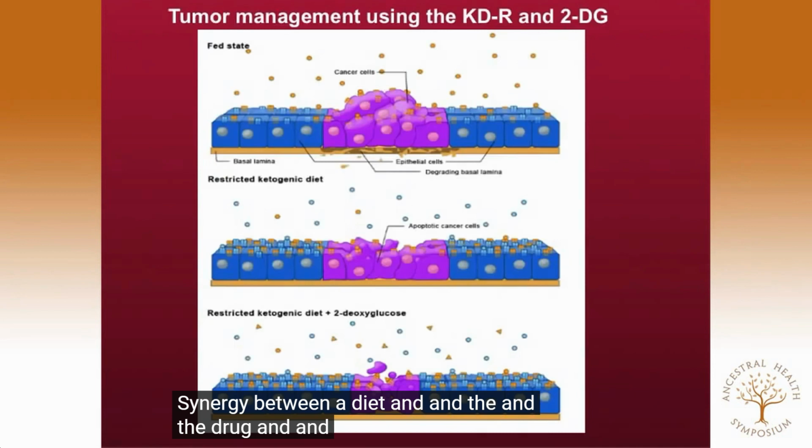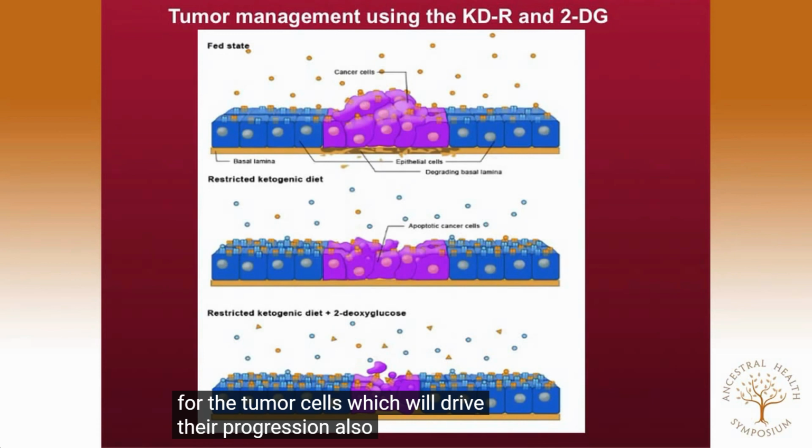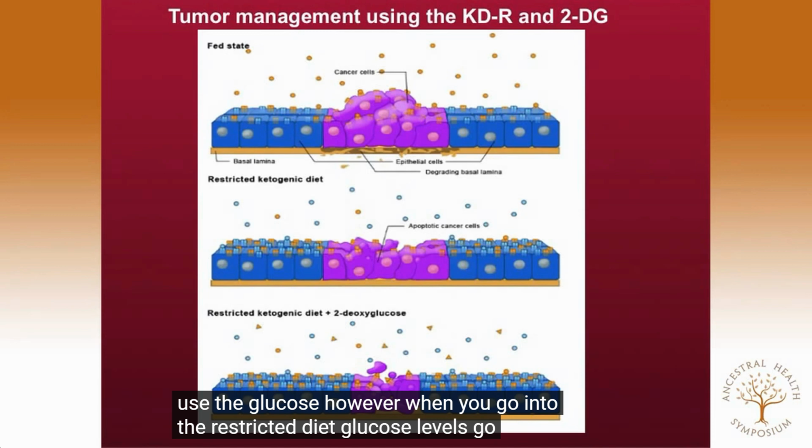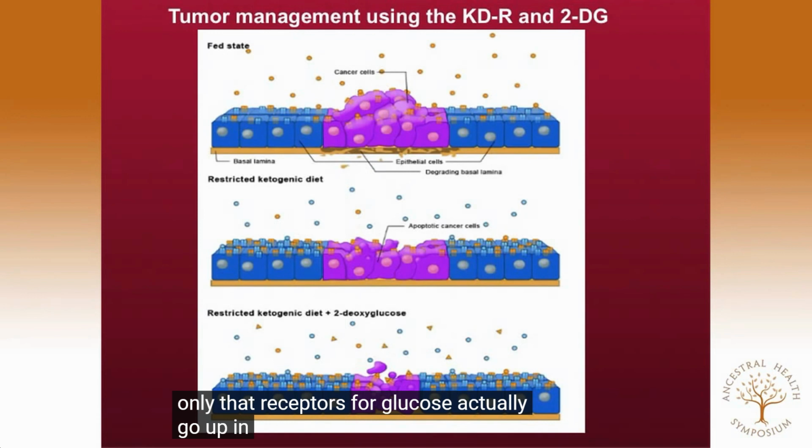And basically what happens here is under the fed state, you have a lot of glucose molecules going around. Glucose is the sole fuel for the tumor cells, which will drive their progression. Also, normal cells will use the glucose. However, when you go into the restricted diet, glucose levels go down and ketones go up. The normal cells now take in the ketones, which the tumor cells can't use. Not only that, receptors for glucose actually go up in the normal cells, putting additional metabolic pressure on the tumor cells. You throw in a little 2-deoxyglucose, which now will more specifically target the tumor cells to give you a synergistic interaction between the ketogenic diet, restricted, and drugs.